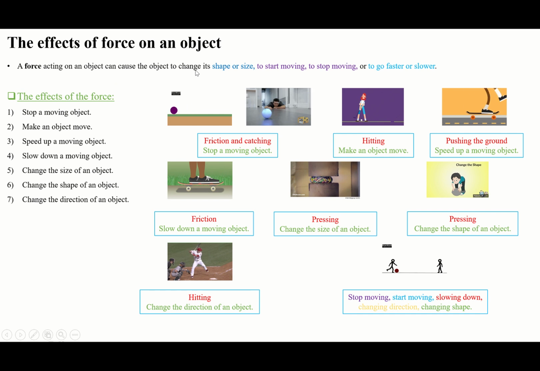Maybe changing its shape or size, starting to move, stopping moving, going faster, or being slower. So these are some changes around us, some kinds of change that happen to the objects around us. It is written here: the effects of the force. These are the effects that can happen because of different kinds of forces.